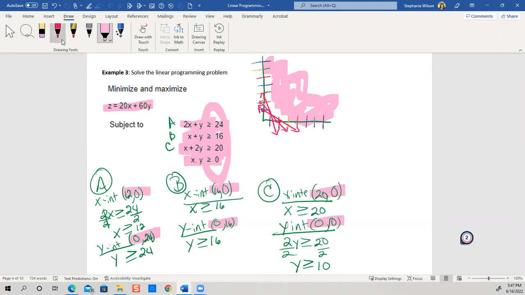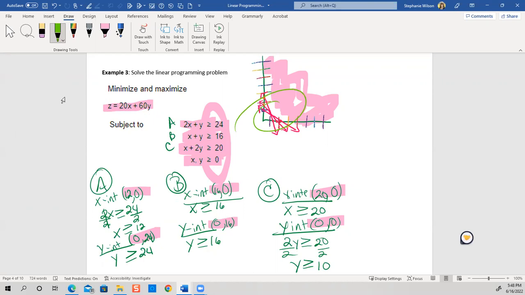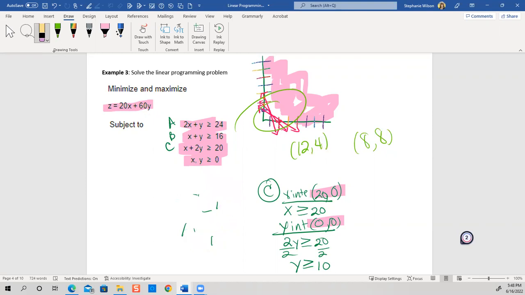So our next step is to see where they intersect. If you're looking at your graphing calculator, you're going to see two places where these lines actually intersect. My graph is not the best looking, but they're going to have two points: 12, 4, and 8, 8. Now that I know this, I'm going to go ahead and clean this up and make a table.